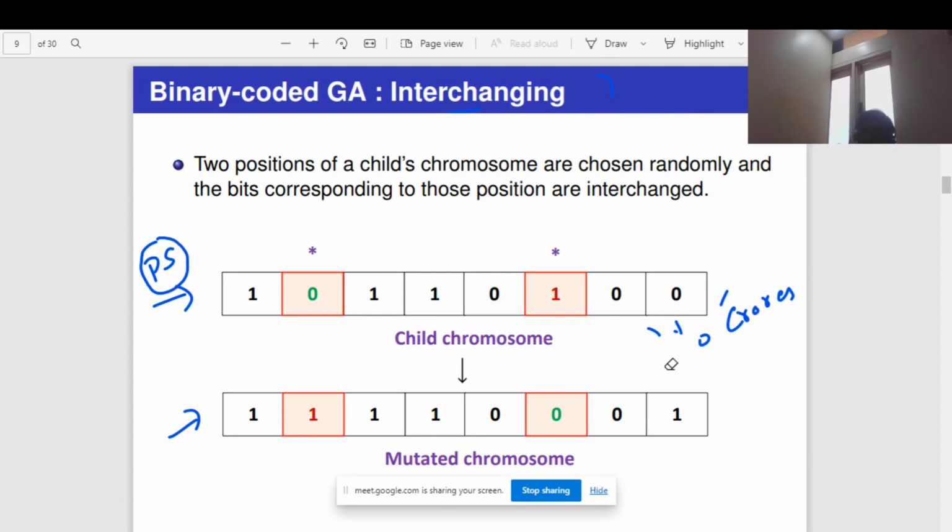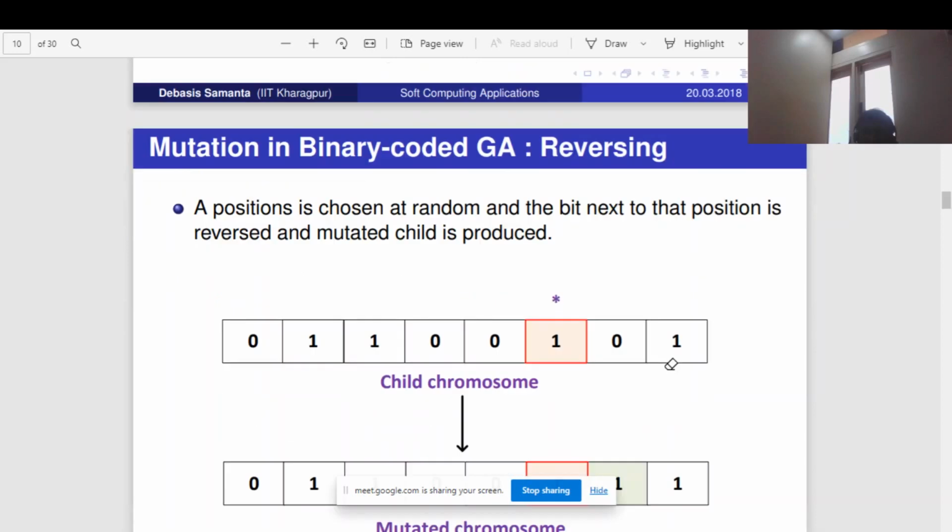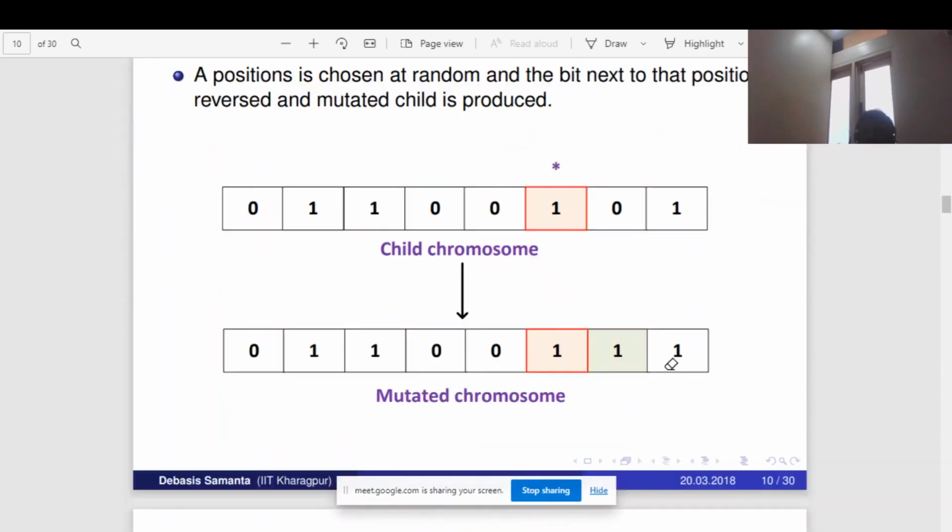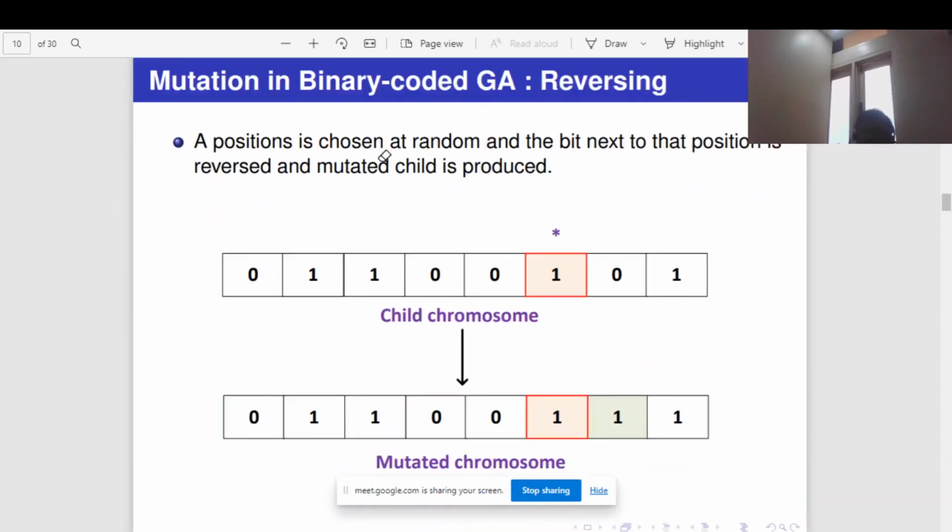Okay, so this is about interchanging. Next is reversing. In reversing, we randomly choose only one position, and at that position, whatever the bit value is, that will be reversed. Sorry, not that position, the position next to that. A position is chosen at random, and the bit next to that position is reversed, and the mutated child is produced.